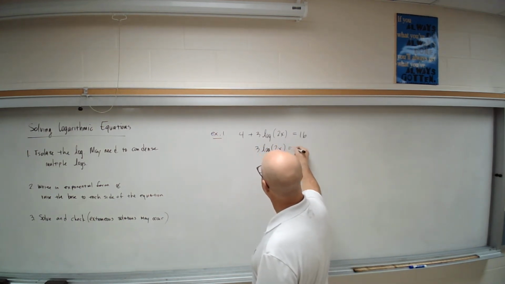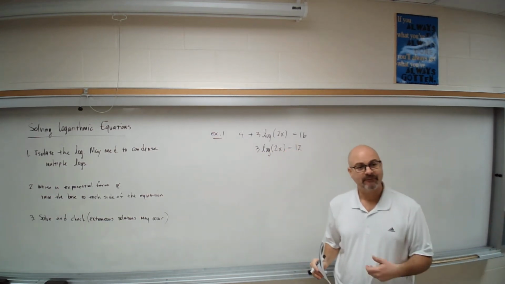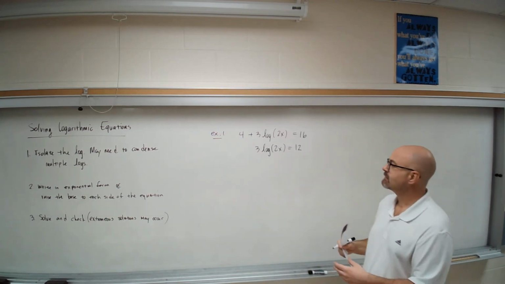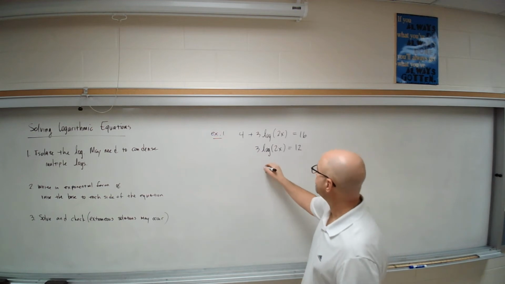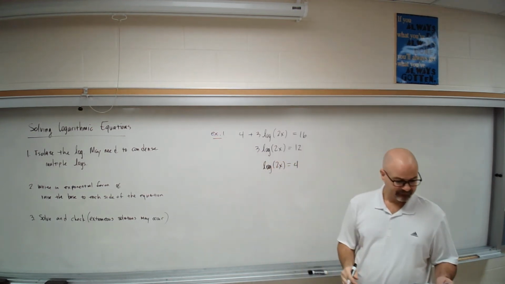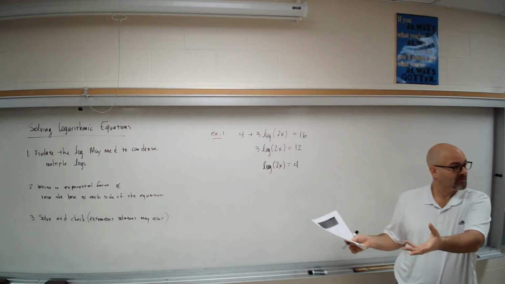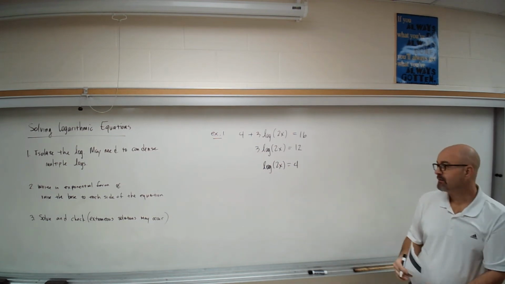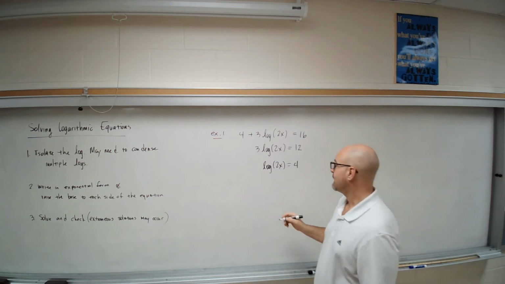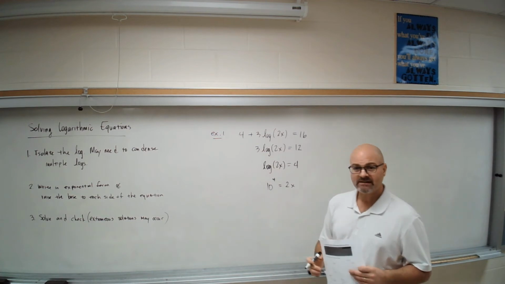And this is just like working a 2-step equation when you're back in Algebra 1. Except we're not solving for x, we're solving for the common log of 2x. So we'll divide by 3. So the common log of 2x equals 4. So now at this point, we can switch forms. So the base is 10. The exponent over here is 4. So we can say that 10 to the 4th power equals 2x.